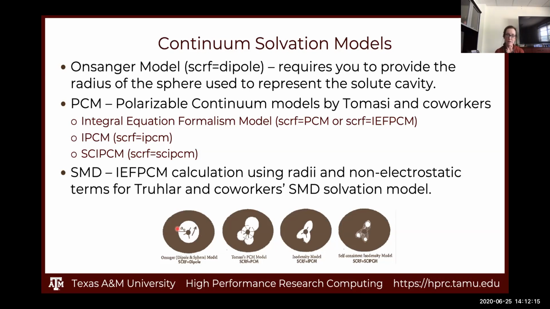The PCM model is more advanced. Instead of just having this sphere around your solute, it makes individual spheres around your atoms.